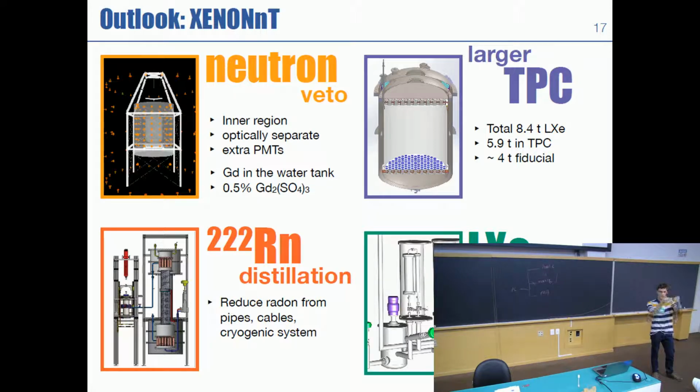So we'll have some optical screening on the inner part and more PMTs just around the inner part of the water tank to detect the scintillation light that we get when a neutron gets captured on the gadolinium. And this will give us maybe 90% or so ability to veto neutron events that happen inside the TPC.